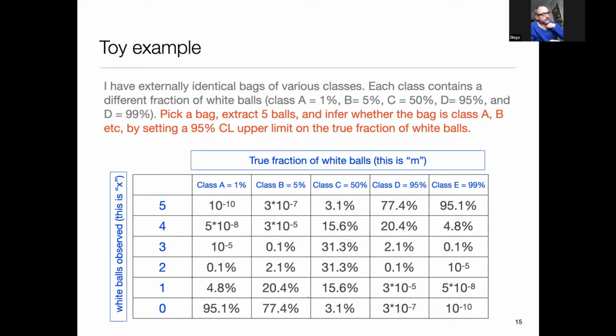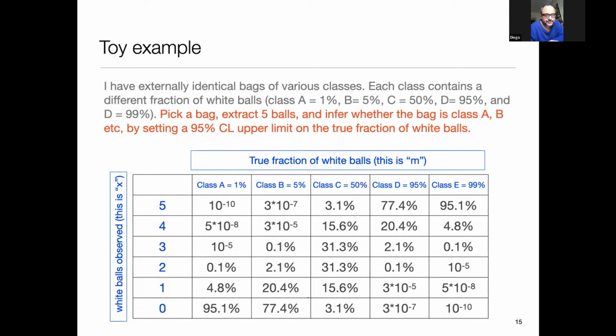Since I know a priori what the fraction of white balls in each bag is, I can compute for each possible data the probability of observing it. So if I take a bag of class A that has 1% white balls, and I pick 5 balls, the probability of observing 0 white balls is around 95%, and the probability of observing 1 is about 5%, etc. This is my model, I know that.